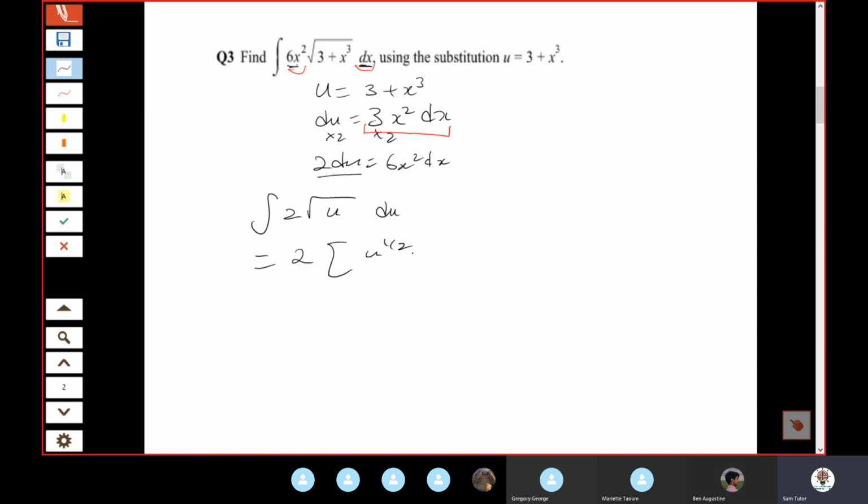I usually write the 2 on the outside. Constants can be written on the outside.